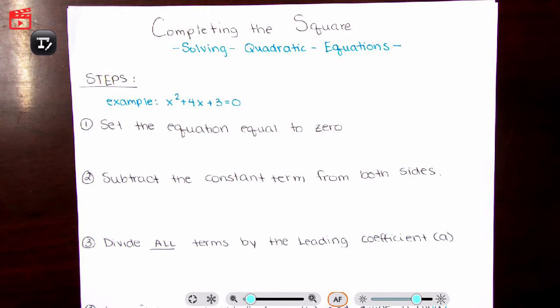In this video, we are solving quadratic equations using the method of completing the square. Now, this is an important method. You end up using this method also when graphing circles. So we're going to take it step by step.